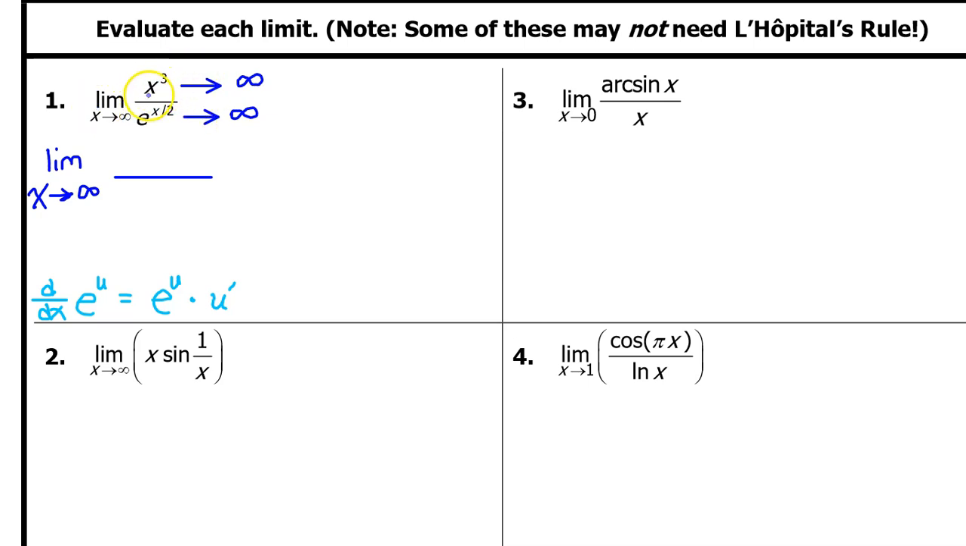The derivative of x to the third power is 3x squared. The memorized rule is the derivative of e to the u is e to the u times u prime because of the chain rule. So the derivative of e to the x over 2 will be e to the x over 2, but we have to multiply by the derivative of x over 2. I'm going to think of x over 2 as 1/2 x. So the derivative is 1/2.